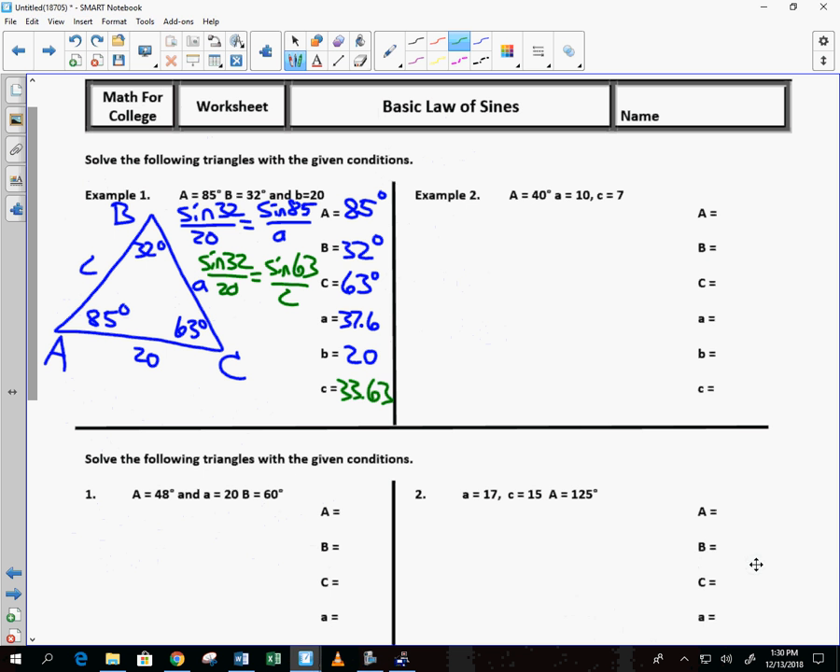Okay, we're going to look at example 2. It says A is 40 degrees, side A is 10, and side C is 7. So I'm going to make a triangle here. A, B, C. 40 degrees, side A is 10, side C is 7. What's different about this one compared to the ones we worked on before? Got two sides. You don't have a second angle, do you? We set it up the same way.